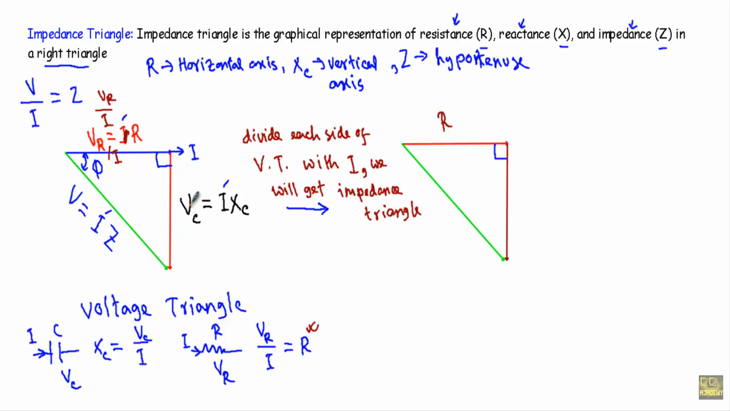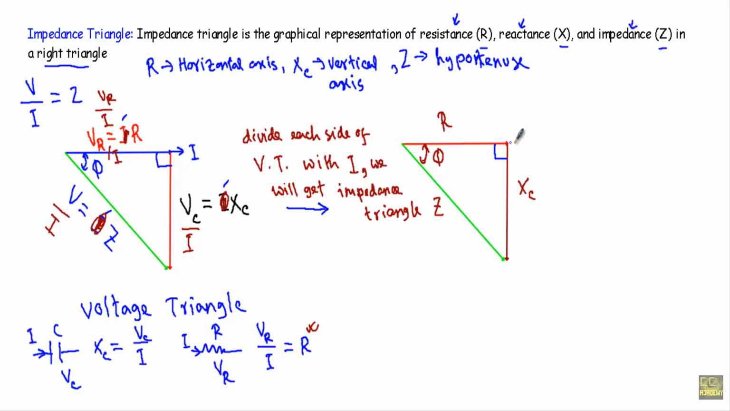Here if I take the ratio of VC by I, I will get XC. VC by I equal to XC in this direction. And see here, if I take the ratio of V by I, I will get the impedance, phasor voltage by phasor current. V by I equal to impedance. So see, this is the angular displacement between the resistance and impedance, which is equal to phi.